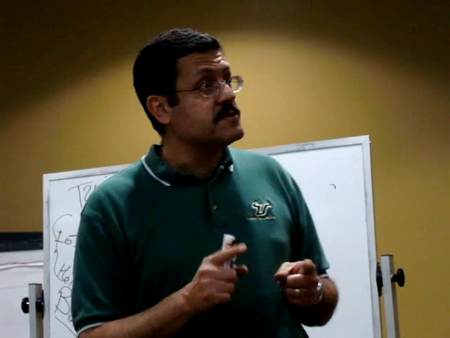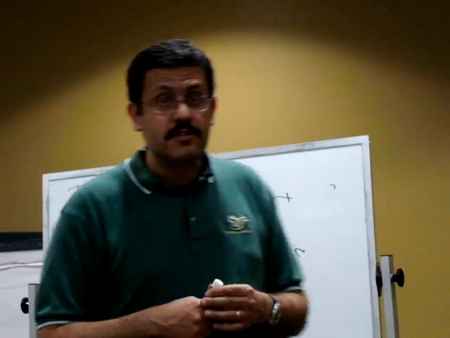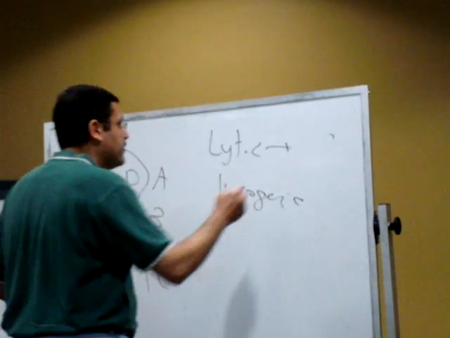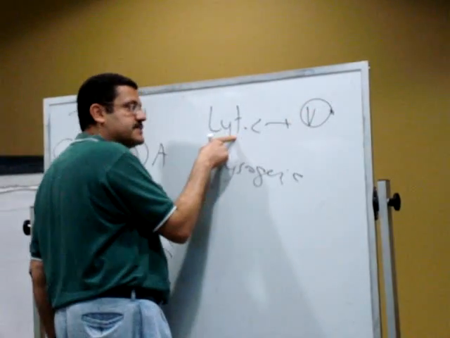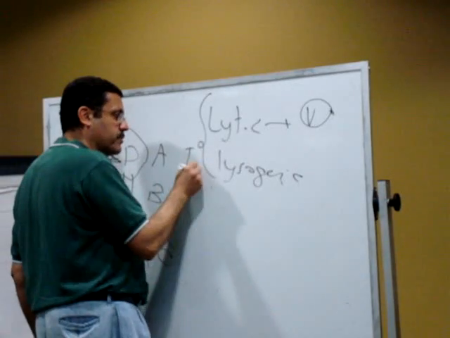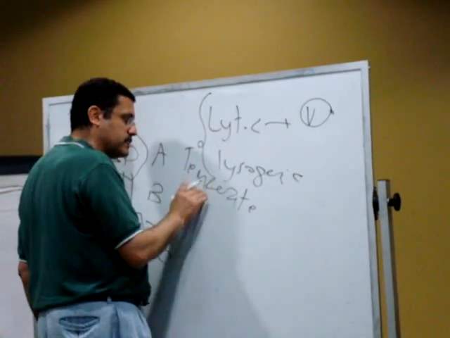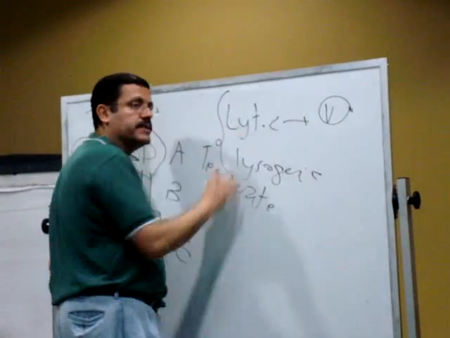What's the difference between virulent and temperate? Virulent does what? Virulent only does this. Temperate does both. So temperate, both. Virulent, only this.